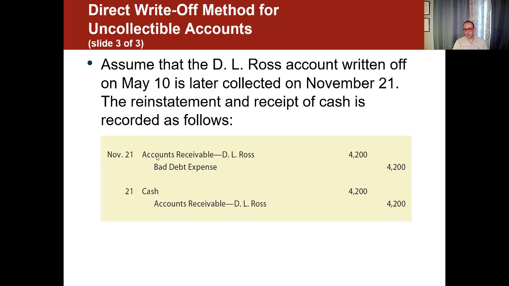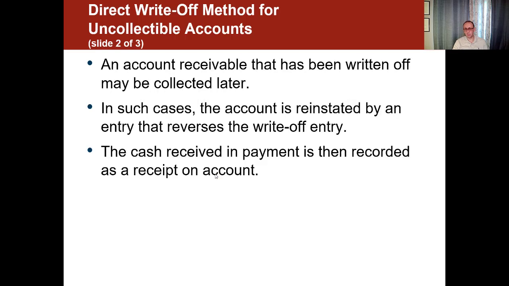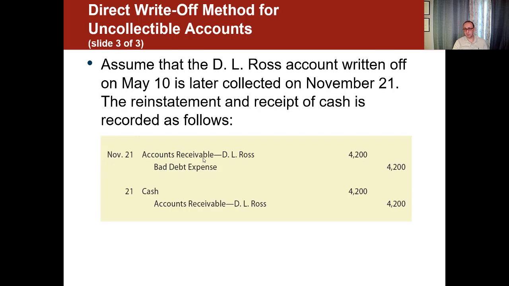If I go back a couple of slides here, you see that we debited bad debt expense and credited accounts receivable. Now we did the opposite. We debited accounts receivable and we credited bad debt expense. So why are we doing this? We want to reverse the journal entry that we created on May 10th, as if nothing happened. And now we record the collection of the cash. So we're going to debit cash and credit accounts receivable right away.